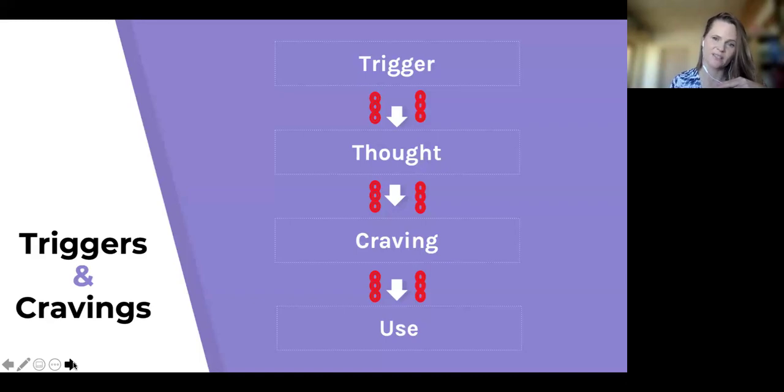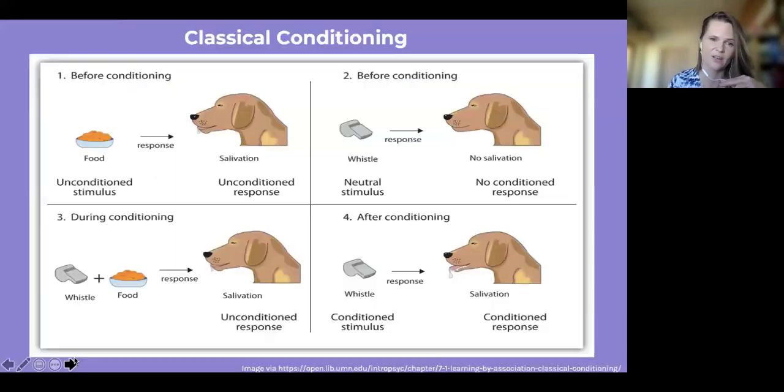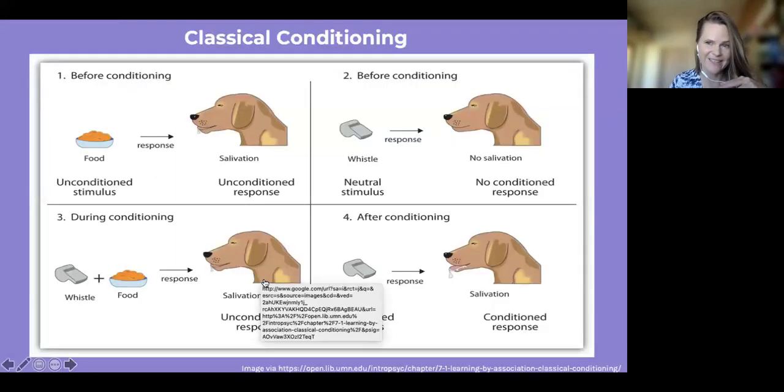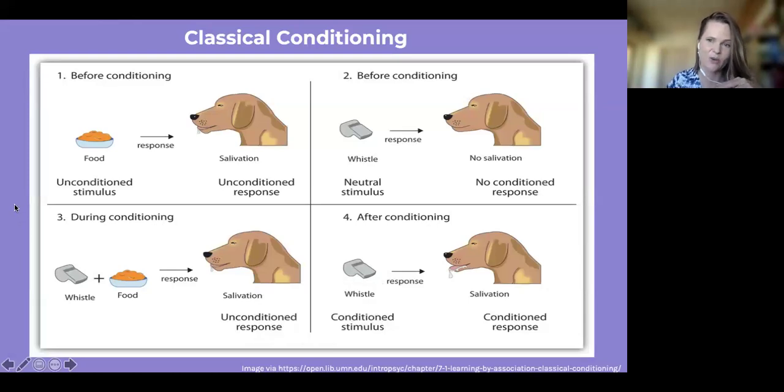We'll start out by looking at how triggers are formed, which is to say how associations between using substances and the circumstances and the items in the environment become paired with that craving. So probably many of you have heard of classical conditioning or Pavlovian conditioning. This is that famous experiment from the early 1900s where Pavlov discovered that you could pair an unconditioned stimulus, such as food, with an unconditioned response, such as a dog salivating in response to food. So those are unconditioned because that'll just happen no matter what. You don't need to train a dog to do that.